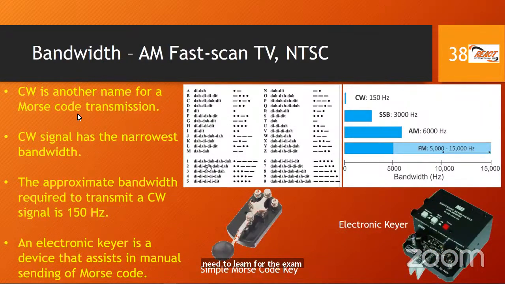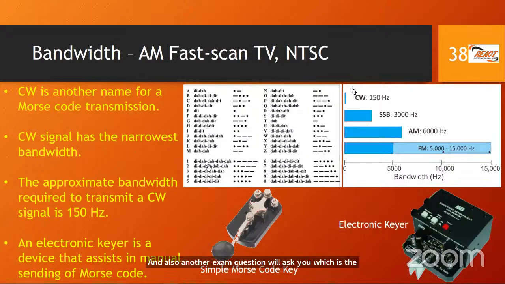CW is another name for Morse code transmission, right? So exam question, right? And by the way, we have a little table here of the various letters and numbers and the dits and the das or the dots and the dashes. This is the Morse code, right? Just FYI, don't need to learn it for the exam. And also another exam question they'll ask you, which is the narrowest bandwidth. So CW, as we know, is the narrowest bandwidth.